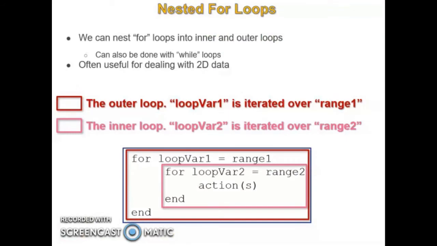Nested for loops. We can nest for loops into inner and outer loops. This can also be done with while loops, and is often useful for dealing with 2D data. Here the outer loop variable 1 is iterated over range 1, and the inner loop variable 2 is iterated over range 2. For loop variable equal to range 1, you go to the inner loop, and finish the inner loop first before going outside again to loop variable 1.